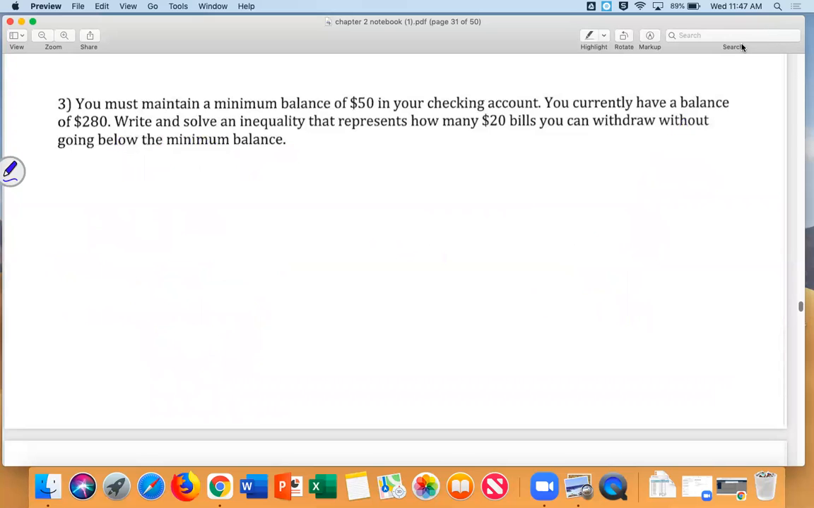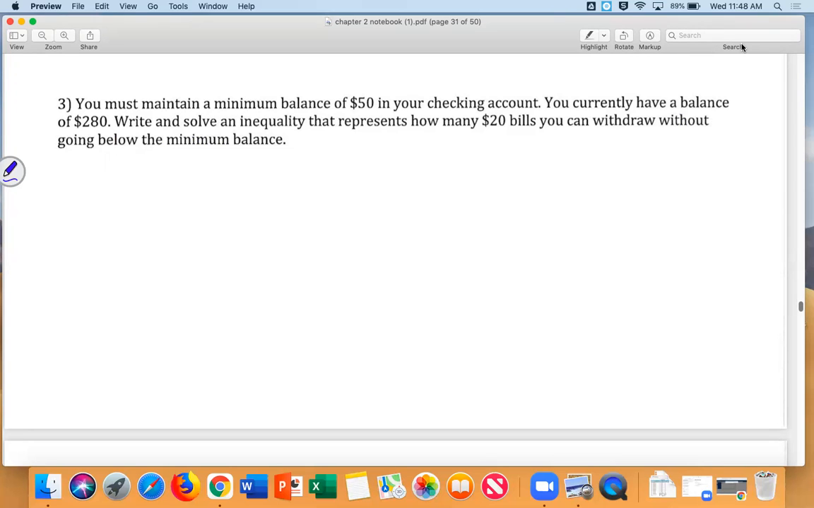All right, you must maintain a minimum balance of $50 in your checking account. This is very important. Does anybody have a bank account in here? John, do you know what happens when you go below that minimum? They go, bam, charge you with a fee. It's like an overdraft fee type of deal, okay? Or a failure to maintain a minimum balance fee. And they have that in there so that you don't go below 0.